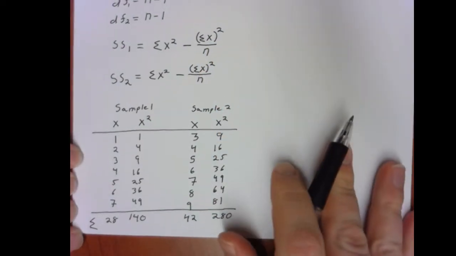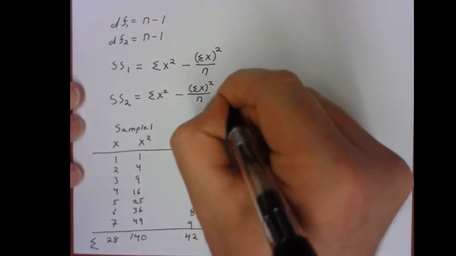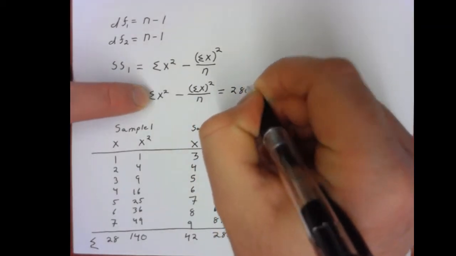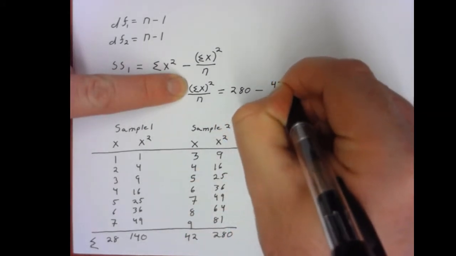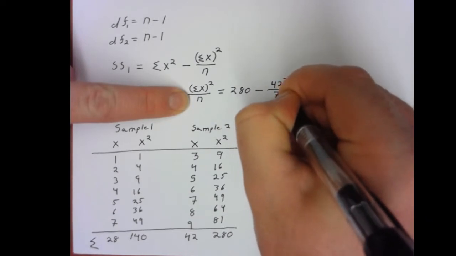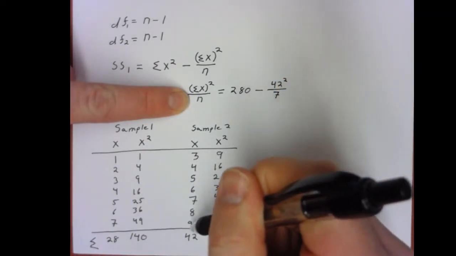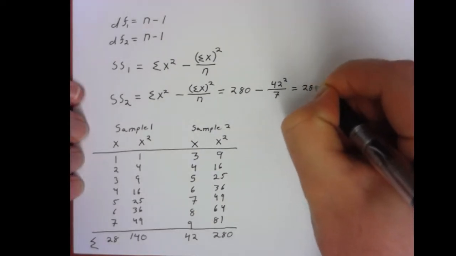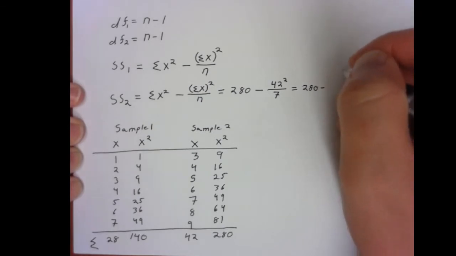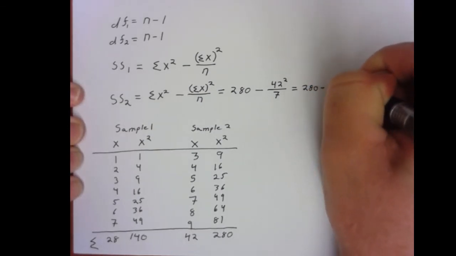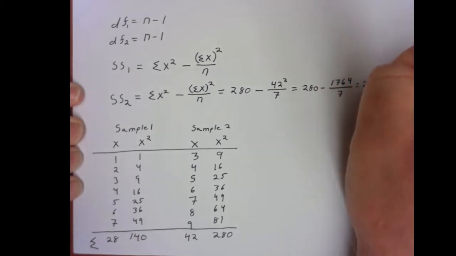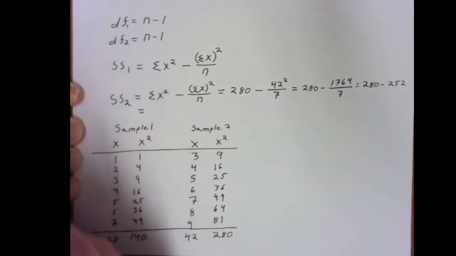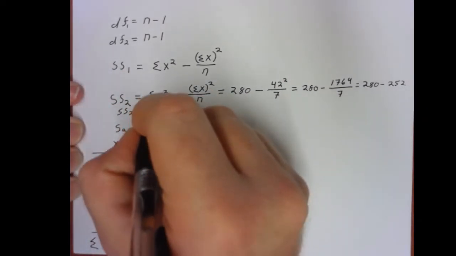So now we can plug these numbers back in, and I'm going to work from the bottom to the top. So when we're looking at sample 2, for the sum of the squared scores we have 280 minus the sum of scores, 42, squared, divided by the sample size, 7, which we could get by just going 1, 2, 3, 4, 5, 6, 7. All right, so now we need 42 squared. 42 squared is going to be 1,764 divided by 7 to get us 280 minus 252 to get us, for sum of squares 2, a grand total of 28.